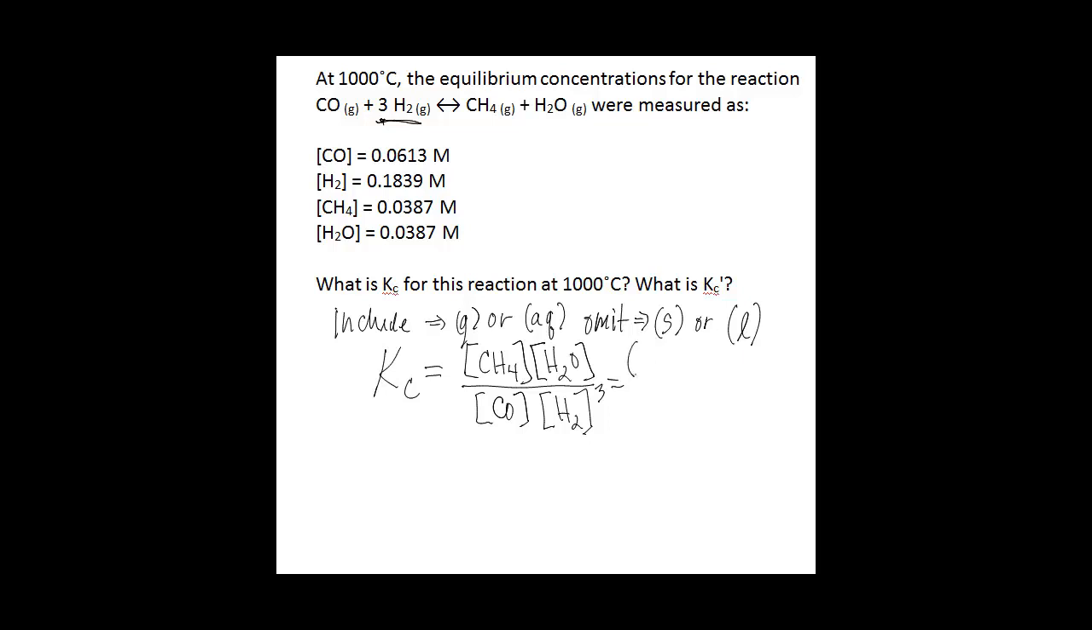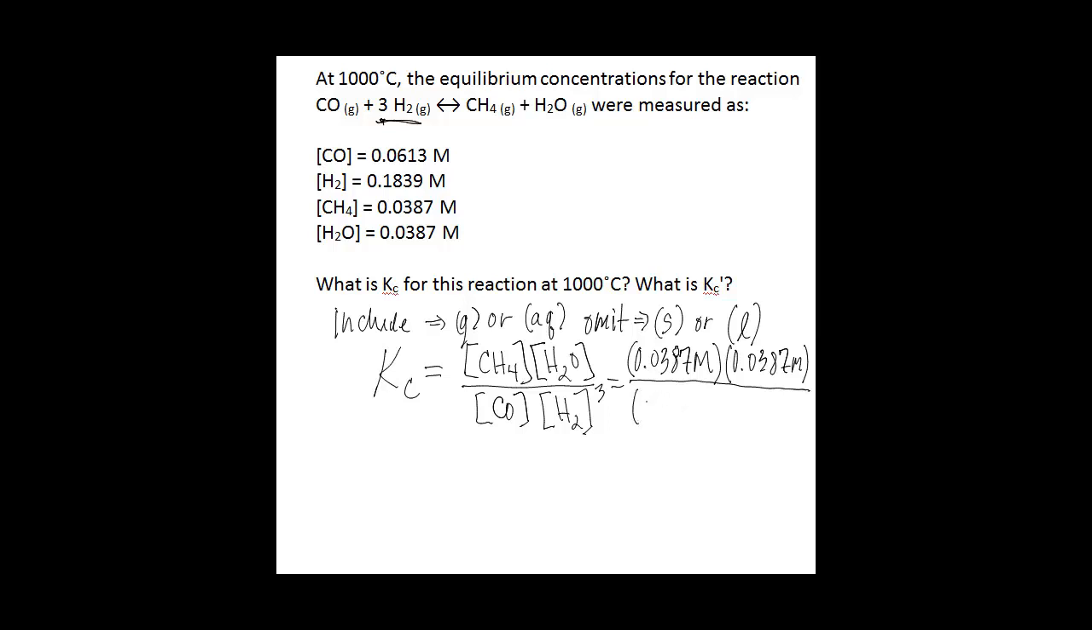So the concentration of methane that you're given is 0.0387 molar. Now all the concentrations when you're finding Kc must be in moles per liter, or molar. If it's in any other unit, then you have to do some converting, but in this case all of the concentrations that were given are in molarity, so we don't have to do any converting. The concentration of water that you're given is also 0.0387 molar, and then you're going to divide the two concentrations of the products by the reactants.